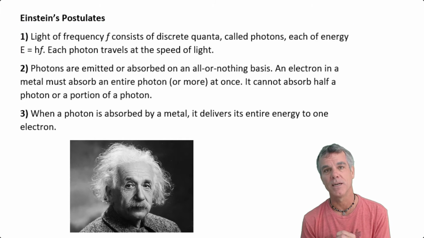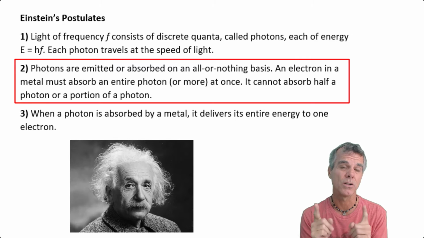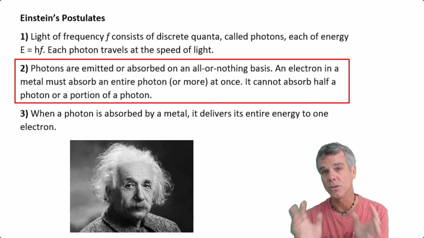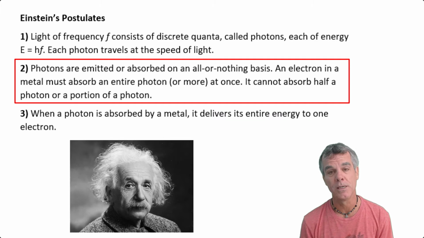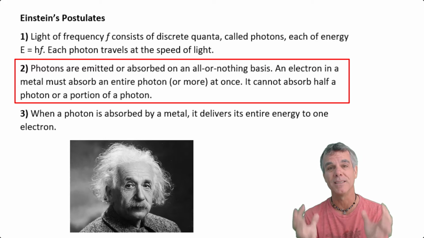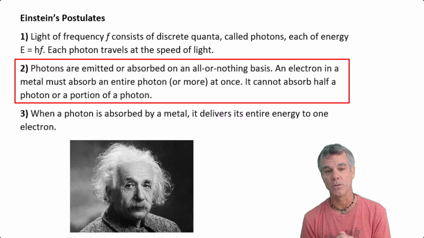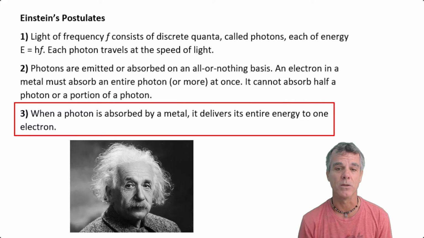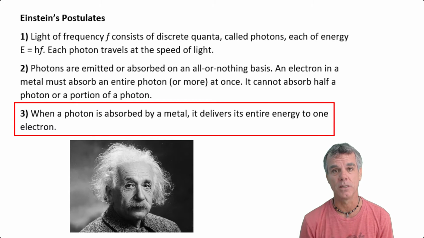The second postulate that Einstein made was that photons are emitted or absorbed on an all or nothing basis, meaning an object can emit a photon or two photons or three photons, but it cannot emit a portion of a photon. Similarly, when an object absorbs a photon, it has to absorb an entire photon. You cannot absorb a portion of a photon or half a photon. And then the third postulate is that when a photon is absorbed by a metal, it delivers all of its energy to a single electron.